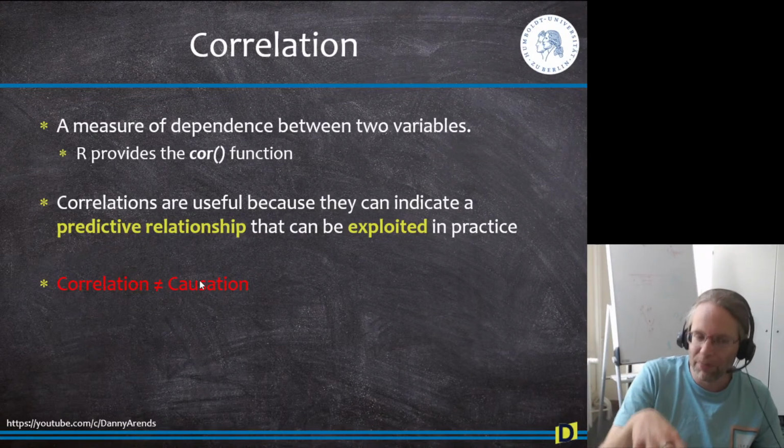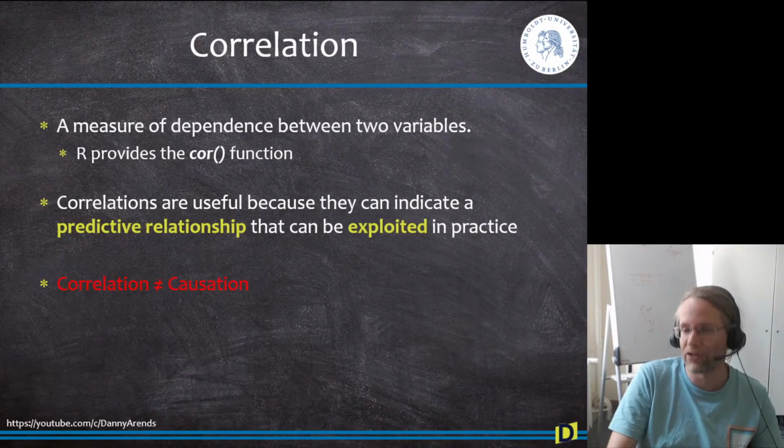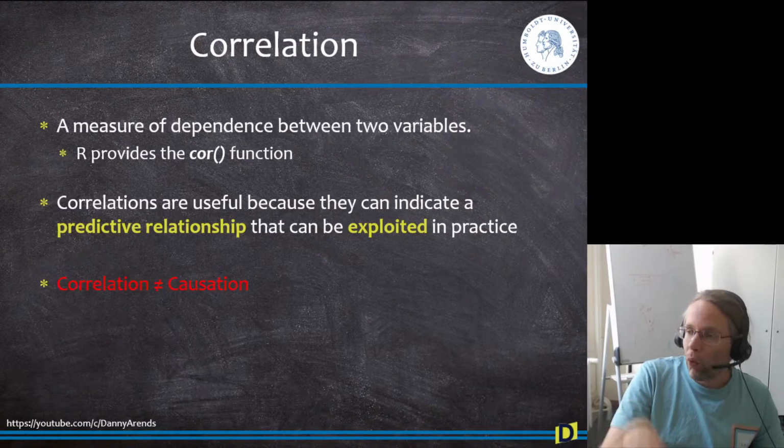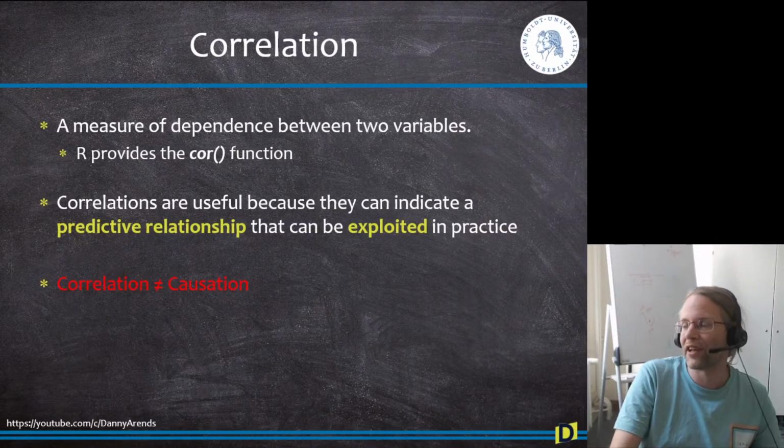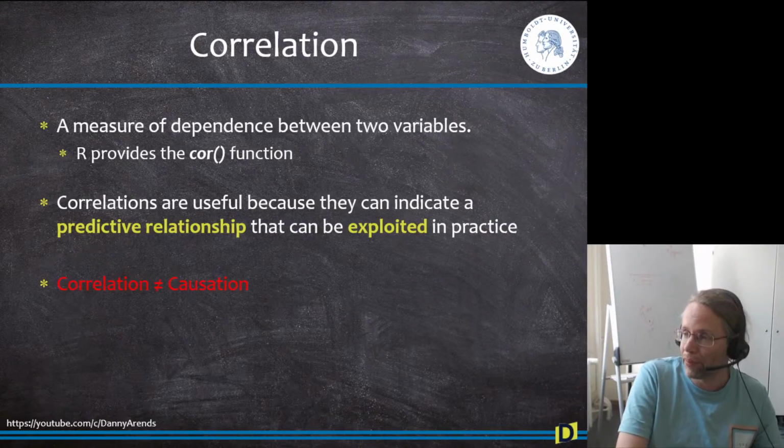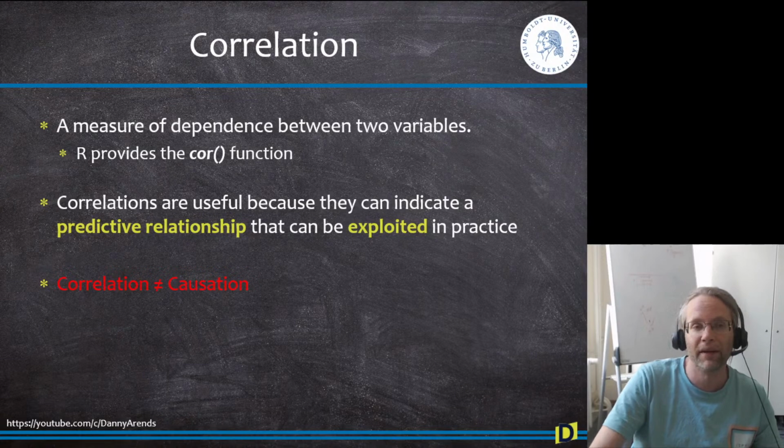But since correlation is not causation is true, why do we deal with correlations? Well, correlations are very, very useful because they indicate that if you measure A, you can predict what B is going to be, right? So it's a predictive relationship and you can exploit it in practice. And some correlations are very strong and can be exploited very significantly.